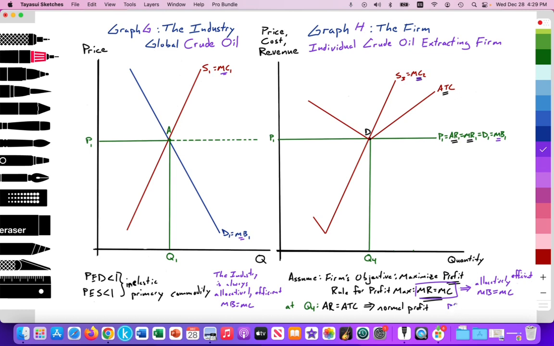All right, it's productively efficient because at Q4, ATC is at minimum. Cost on average is at minimum. All right, see this point right here, ATC is at its lowest point. Great, so let's illustrate what's happening.